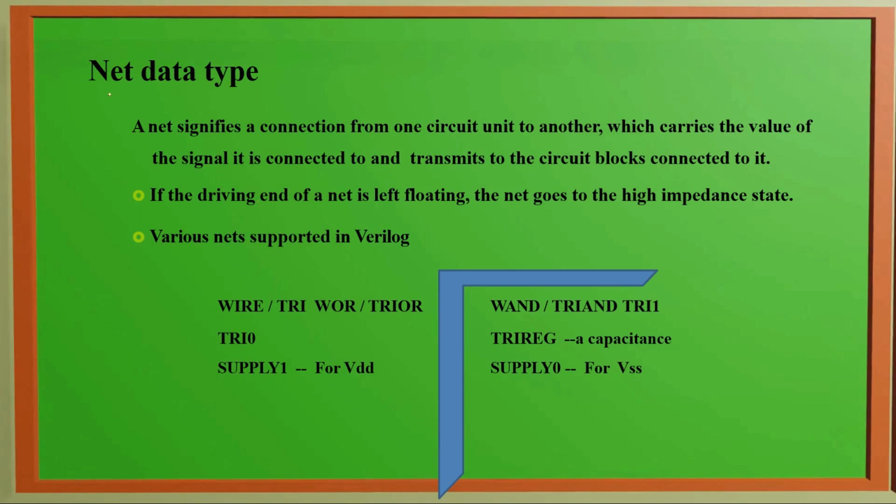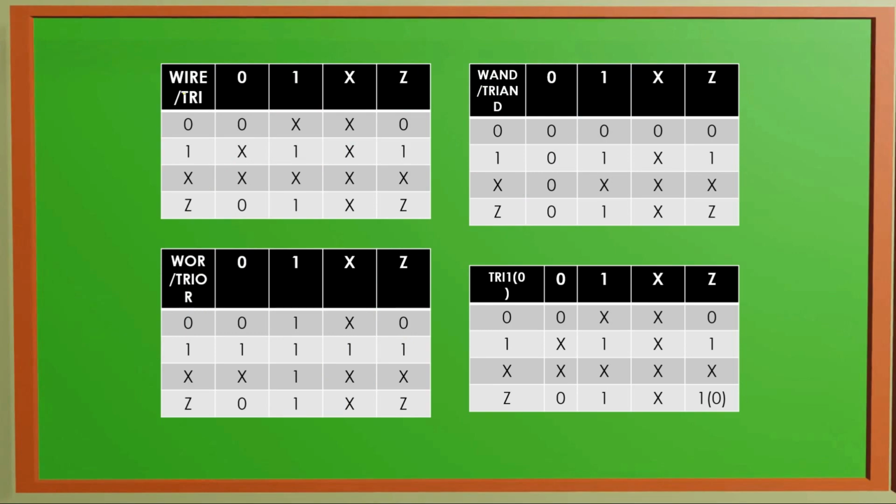Now, when we deal with net type data types, we can use wires or tris. So these tris and wires can be used with, say, AND or OR gate: wor or wand. Similarly, there will be tri0, trireg, supply1 for VDD, and supply0 for VSS. Now how they work we will see in their table. For example, we have wire slash tri. This line represents wire, and the vertical line is for tri.